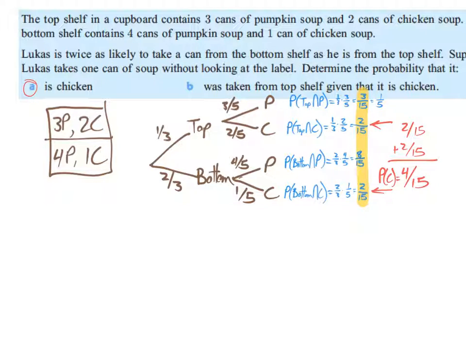By the way, did you hear I said or? We could get chicken off the top shelf or chicken off the bottom shelf. We're adding those two probabilities together.